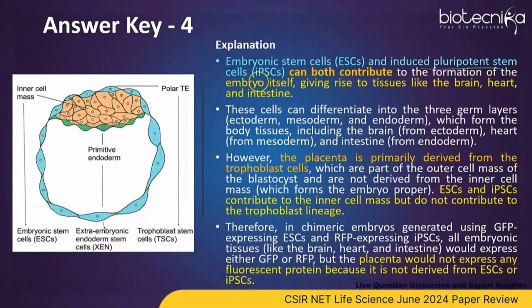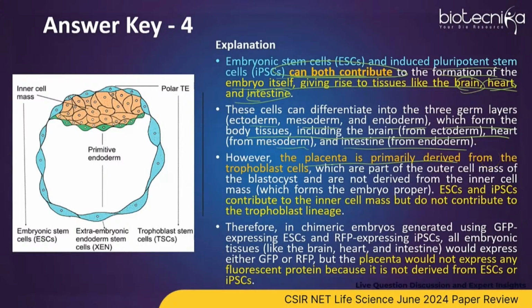Embryonic stem cells and induced pluripotent stem cells can both contribute to the formation of the embryo itself. So all the other things mentioned, brain, heart, intestine, they will be able to form those. These cells can differentiate into the three germ layers, ectoderm, mesoderm and endoderm, which form the body tissues: brain from ectoderm, heart from mesoderm and intestine from endoderm.